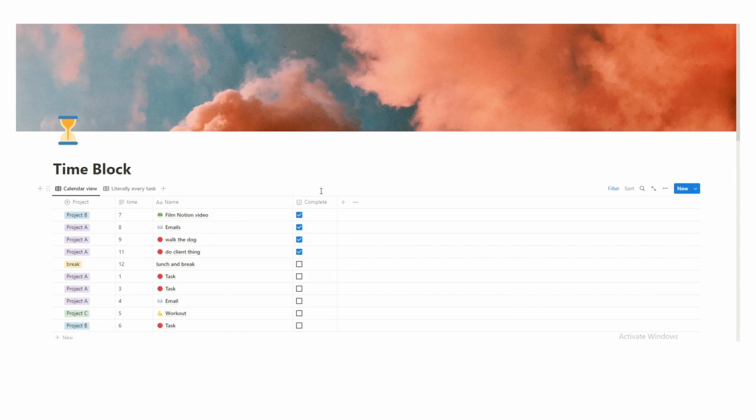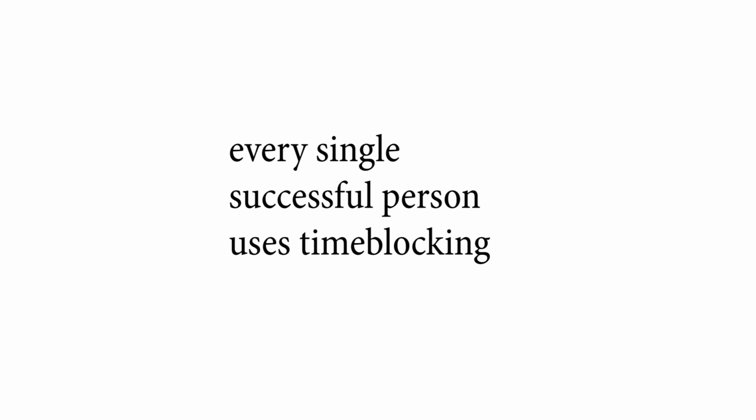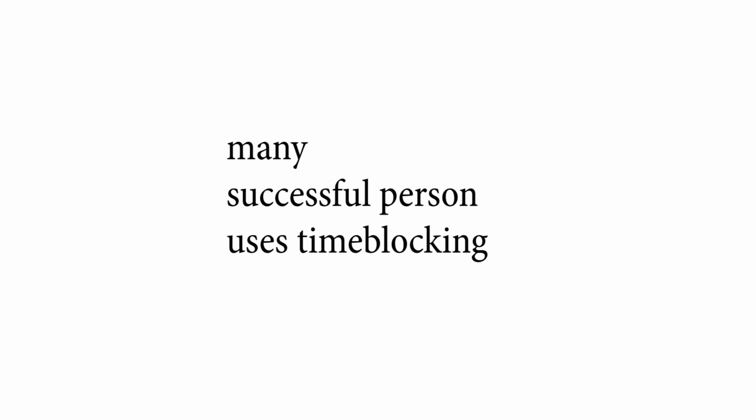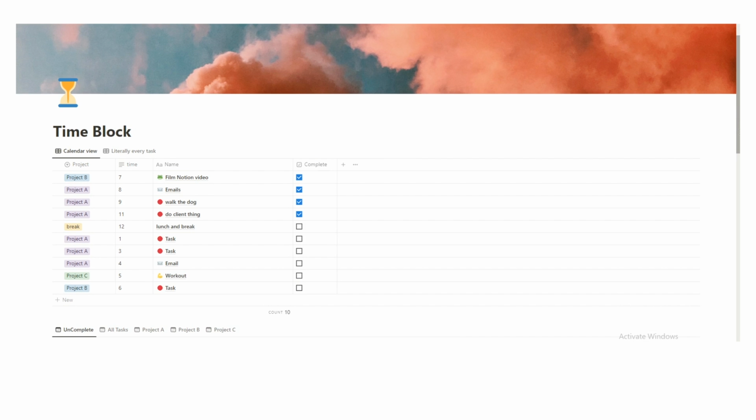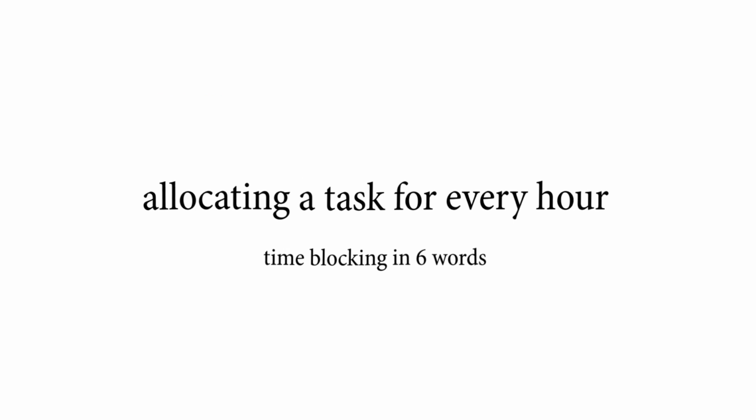This is how Cal Newport saves hours every single week. It's time blocking. You've heard it before. Every single, that's a lie, but many successful people use this. It's just a really productive way to get through your day by actually understanding and allocating a task for every single hour of your day.